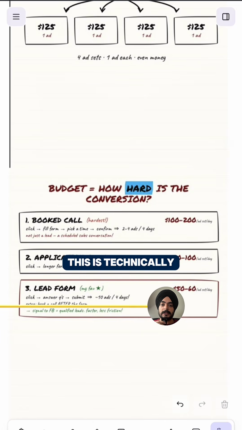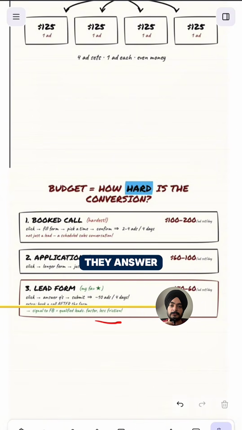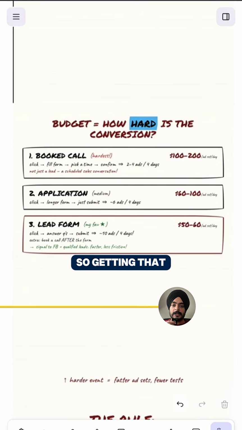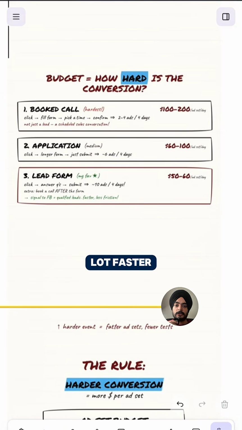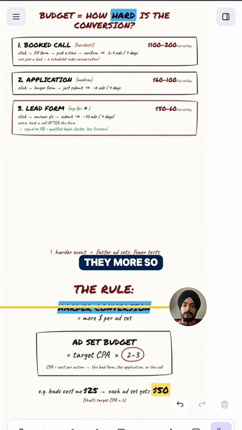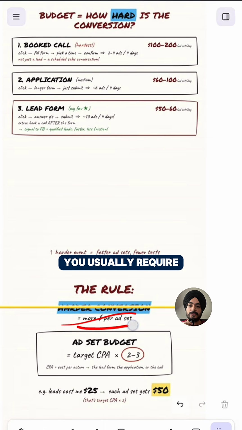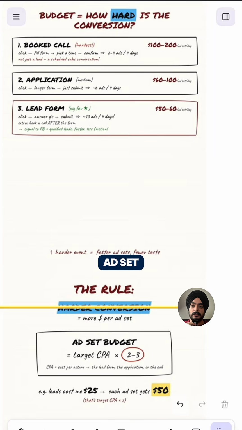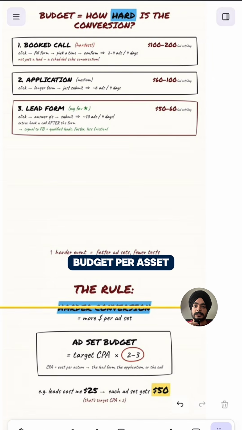Now I get this is technically a book call funnel, but the signal we are sending back to Facebook is qualified lead based off questions they answer and that submission. So getting that signal compared to this signal is a lot faster and less resistance, less friction. So your ad budgets don't depend on total spend, they more so depend on how hard the conversion event is. And with a harder conversion event, you usually require more budget per ad set. The harder the conversion, the more the budget per ad set.